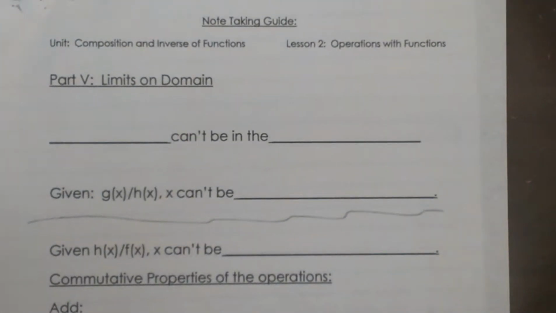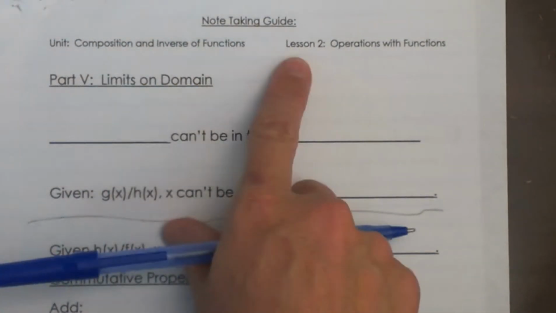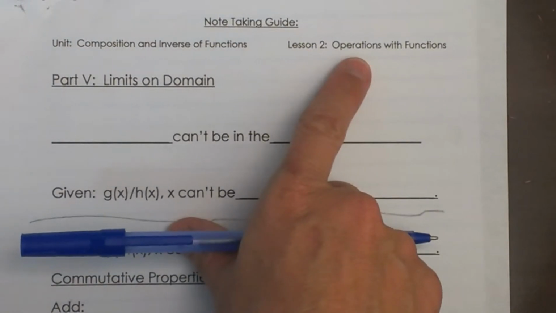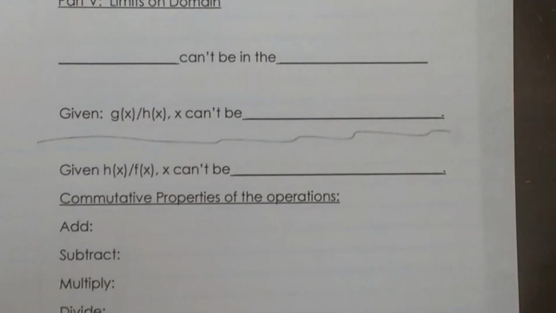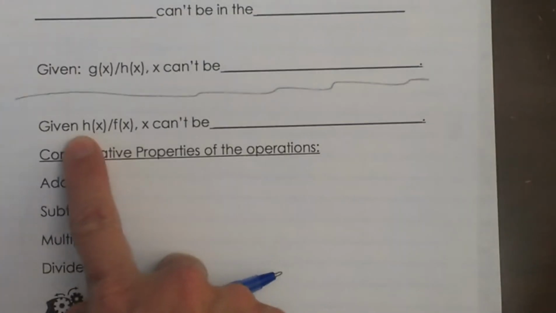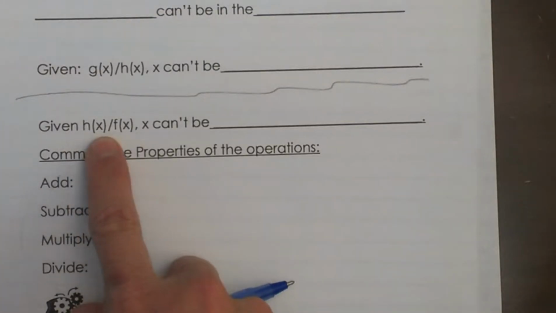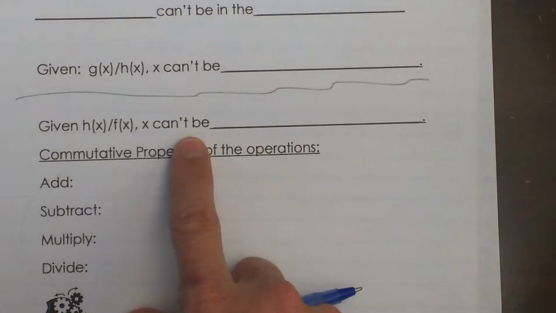Welcome back to MooMooMath. We are finishing up lesson 2, operations with functions, in the composition and inverse function unit. Okay, we're right here on: given h of x divided by f of x, what can't x be?